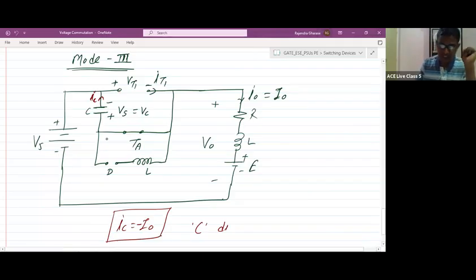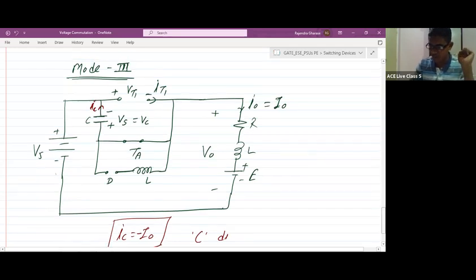Next, the capacitor discharges through C, the auxiliary thyristor, the load, and again back to the VS in this loop. When the capacitor discharges through this loop, IC is equal to minus I0. So the capacitor current is negative and constant, because the load current is constant. If the load current is constant, therefore IC is also constant.